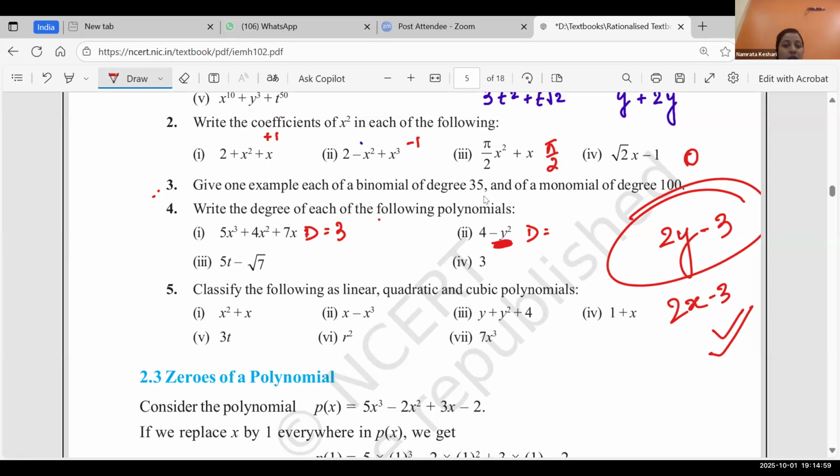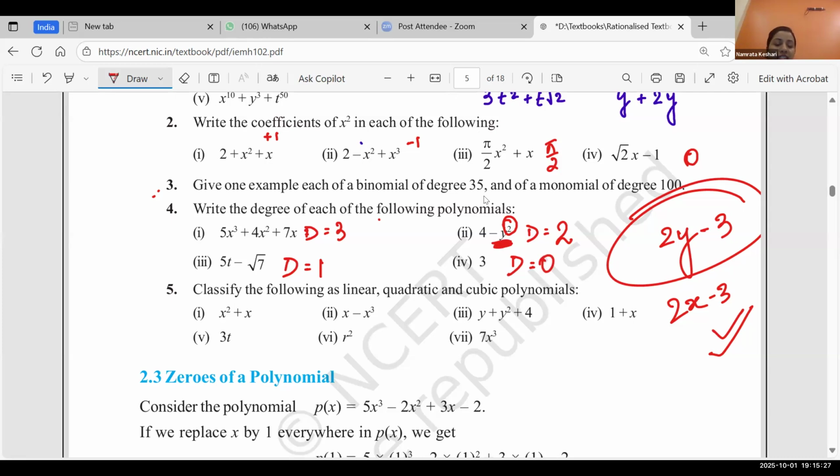Okay, so 4 minus y square, the variable is y. The degree is 2, the highest power of the variable. Next one, the third one, the degree is 1. And the last one, the degree is 0.